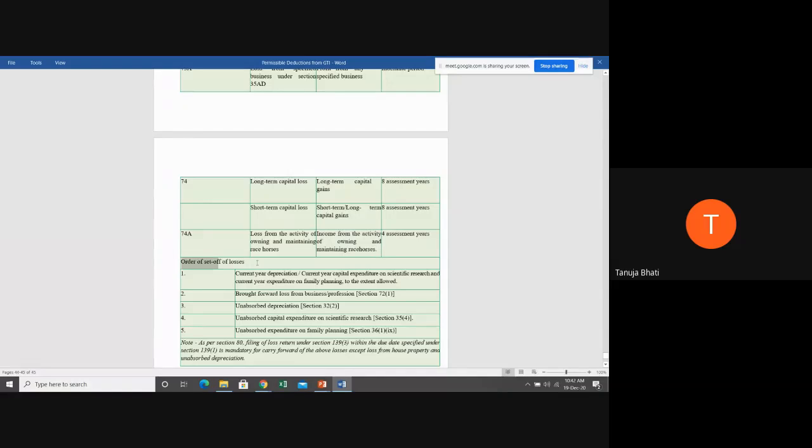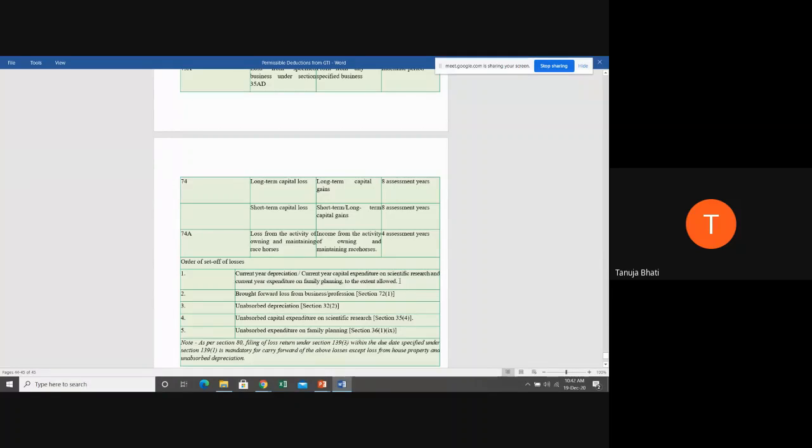Now, what is the order of set off of losses? How are you going to set off the losses? So suppose there is a brought forward loss of depreciation. First, are you going to set off the current year depreciation or current year business loss from business or profession? What is the order of set off? The order of set off will always be: first set off current year depreciation, or current year capital expenditure on scientific research, or current year expenditure on family planning, to the extent allowed.